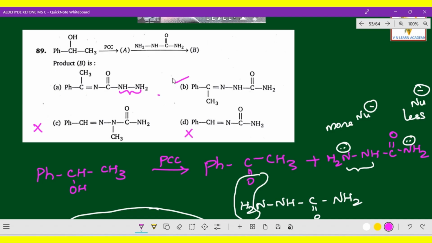Okay, I hope you got the clarity. Option B is the correct option. And why this option is correct, I have given that idea. The more nucleophilic side only, that nucleophile attack will take over. Yeah, come on. Let us go to the next question.